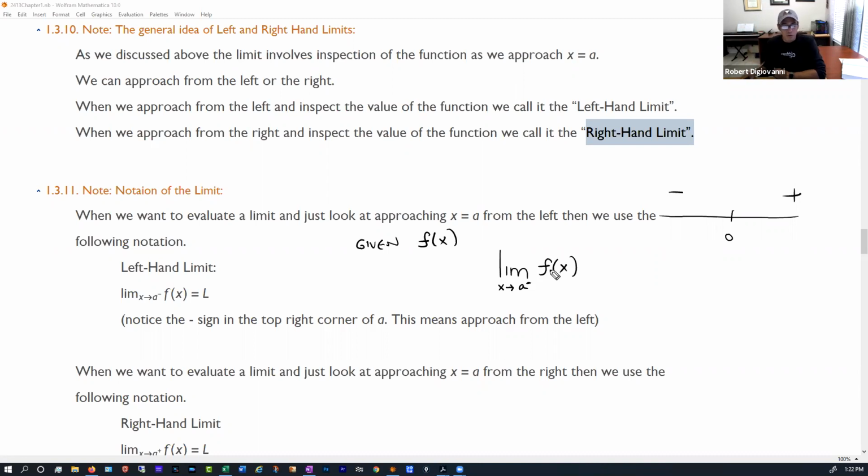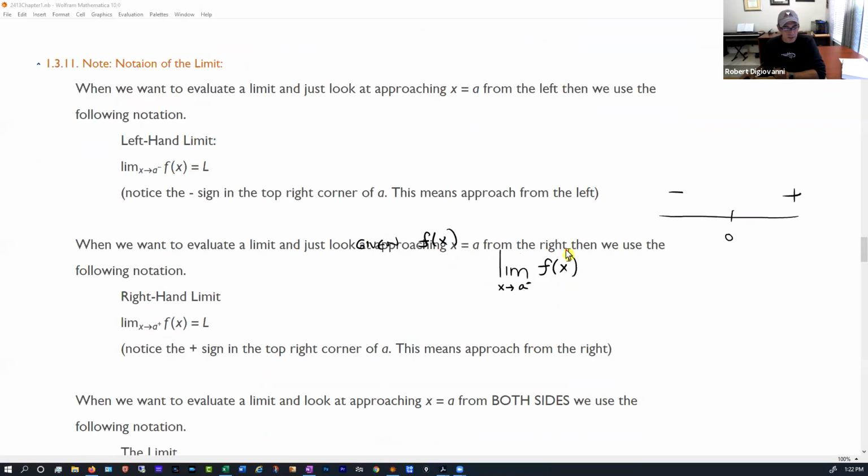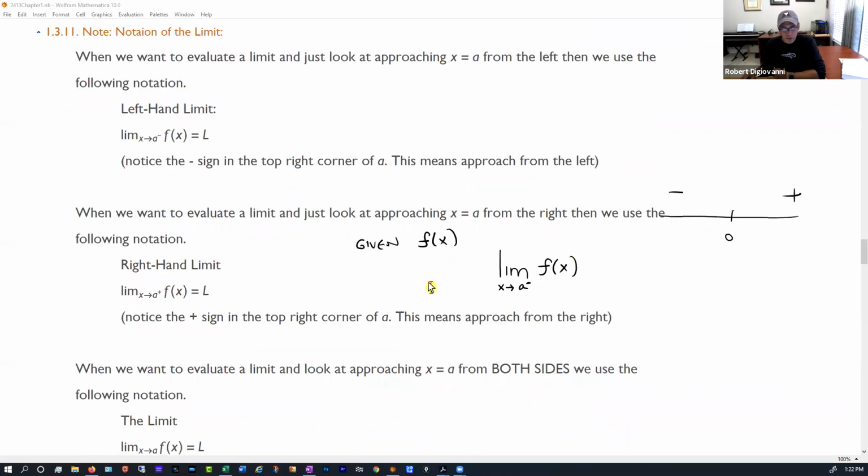Now, if we want to do the right-hand limit, the only difference, as you might suspect, is that instead of using a minus sign, we use a plus sign, and that would be for the right-hand limit. Is that clear? So if you see a little minus, you're checking from the left. If you see a little plus, you're checking from the right.